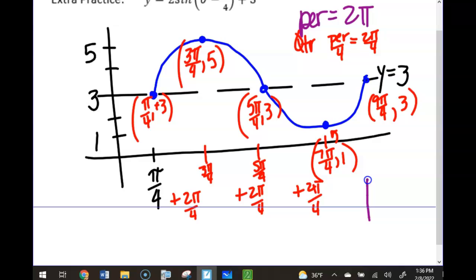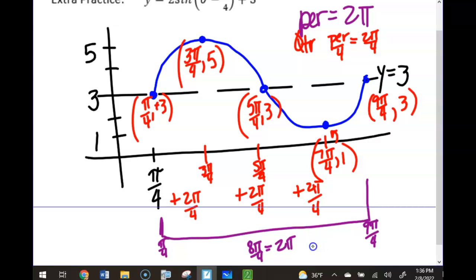To double check, we finished at 9/4 and we started at 1/4. How far apart are 1/4 and 9/4? If you subtract, you get 8/4, which is 2 pi. Isn't that supposed to be the distance between those? It did not finish at 2 pi because we shifted it to the right. Any questions?